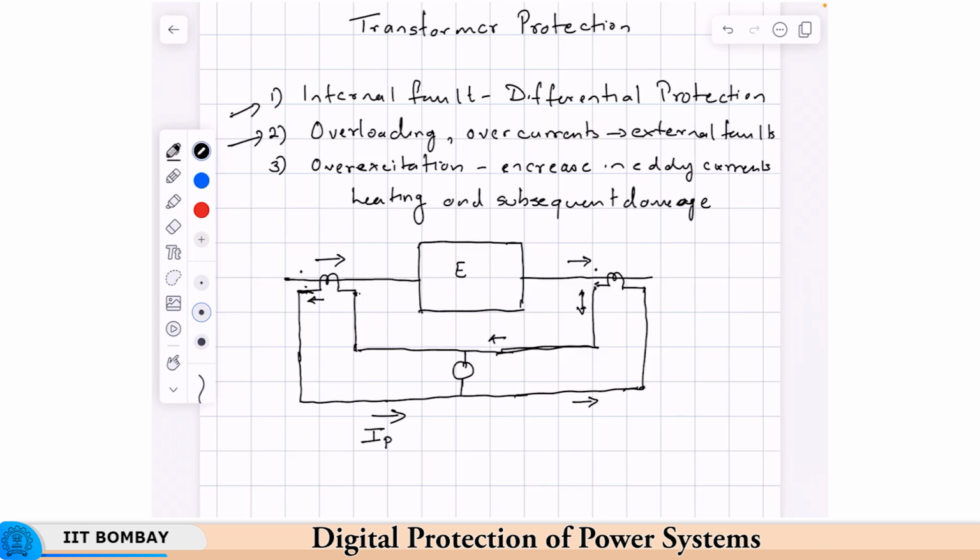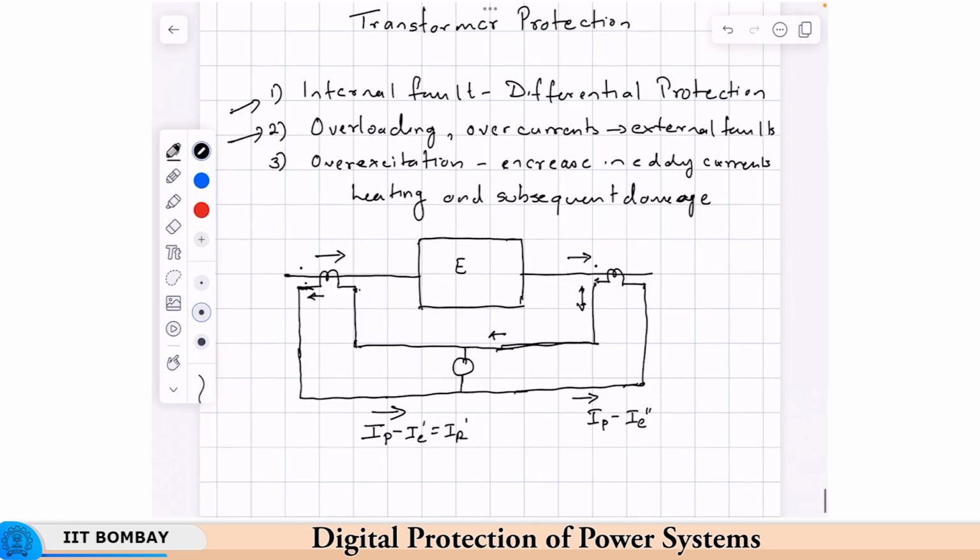Now, for the moment do not think of this as a transformer, just some element. So, this is IP minus, say, I dash, okay, which is equal to IR dash, and this is IP minus I double dash. These are the excitation currents of the two current transformers, okay, IE dash and IE double dash. Actually, I will not write it as this, I will just say that these are the currents flowing here.